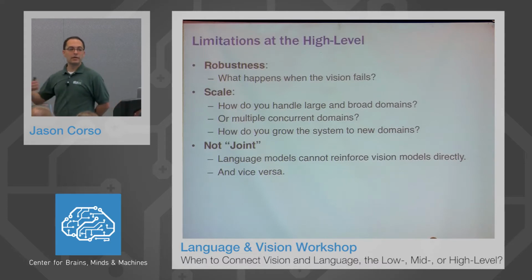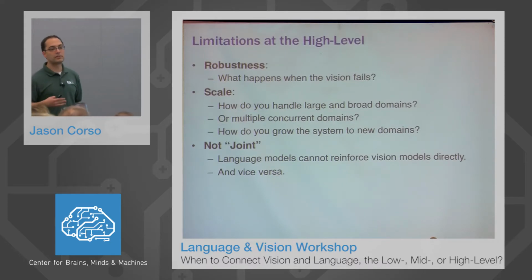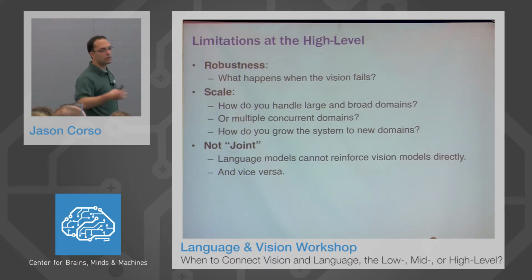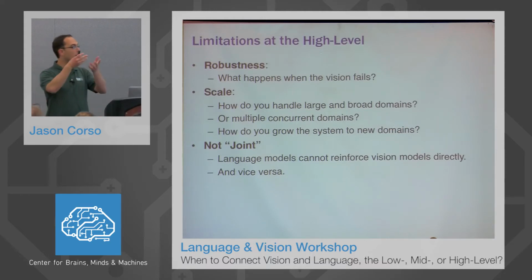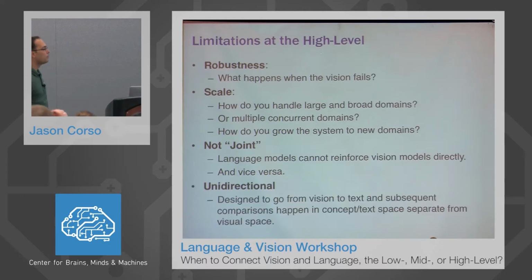Maybe more importantly, these are not joint systems, right? So language inference cannot reinforce the visual inference, and vice versa. Visual inference cannot reinforce the lingual inference, or the speech inference, or the robot motor control, or whatever the other domain is you're looking to go into. And I think this is one of the core limitations of this approach. It's like going from the low to the high and then connecting it to language in that way.